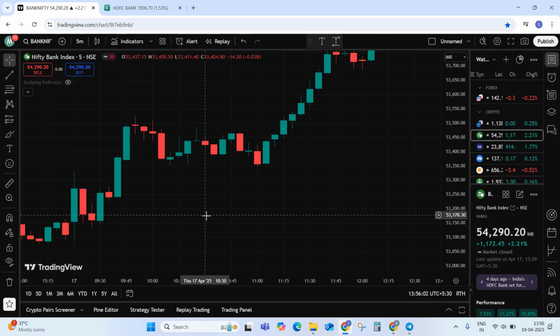After that I decided to develop an indicator for my personal use only. Using PineScript, I developed this scalping indicator. Using this scalping indicator, we have to take only scalp trades. We shouldn't take any long term or short term or STBT or BTST trades, because I developed this indicator for intraday only.